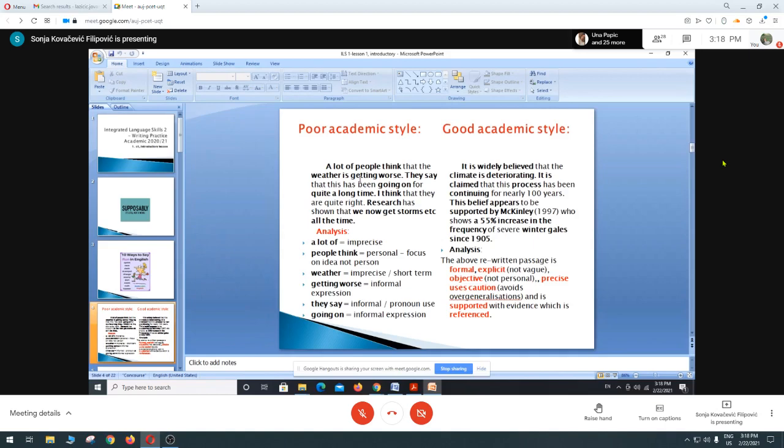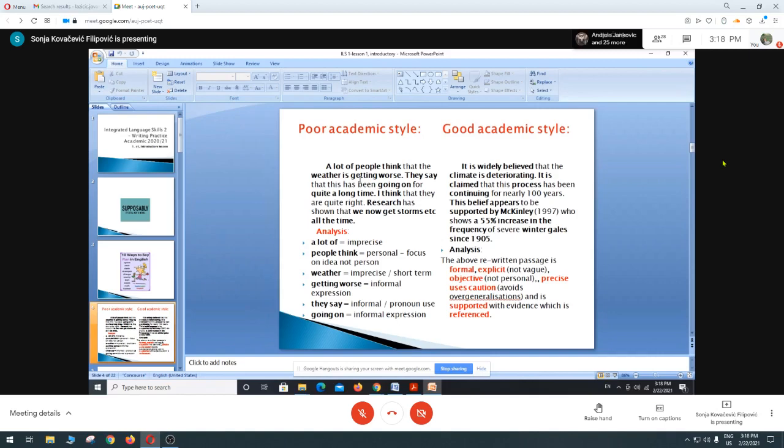A lot of is imprecise. As you well know from the previous semester, we have to be specific and precise when writing. A lot of is imprecise, okay? When we say that people think, it is rather personal. The focus should be on the idea, not the person, okay? So they say, it's better to say people think, not they. Who is they? So when we say weather, this is actually an imprecise term, okay?